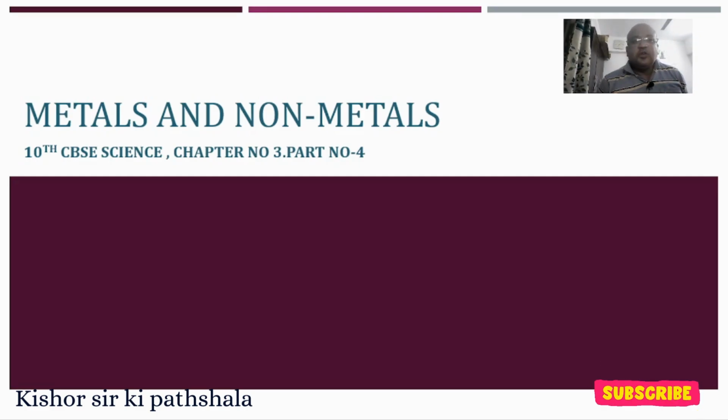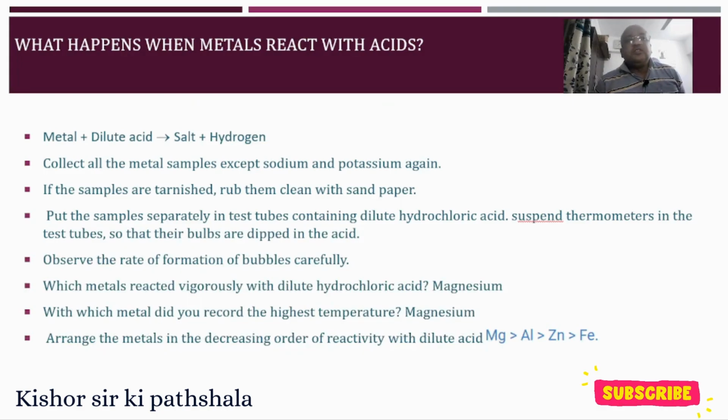So let's see today's topic. Let's see what happens when metal reacts with acid. When a metal reacts with dilute acid, it gives me a salt and hydrogen. That we need to remember. A general reaction: a metal reacts with acid, it will give me a salt and hydrogen gas is released.